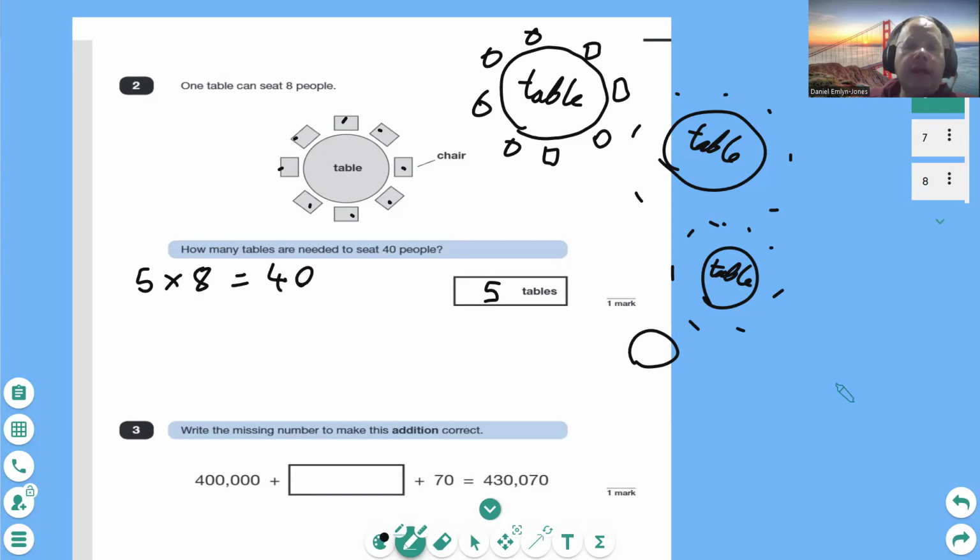Another way to do it is you could do 40 people divided by 8 people, which gives you the number of tables, which is 5. Because you've got 40 people to seat, divided by 8 for each table, is 5.